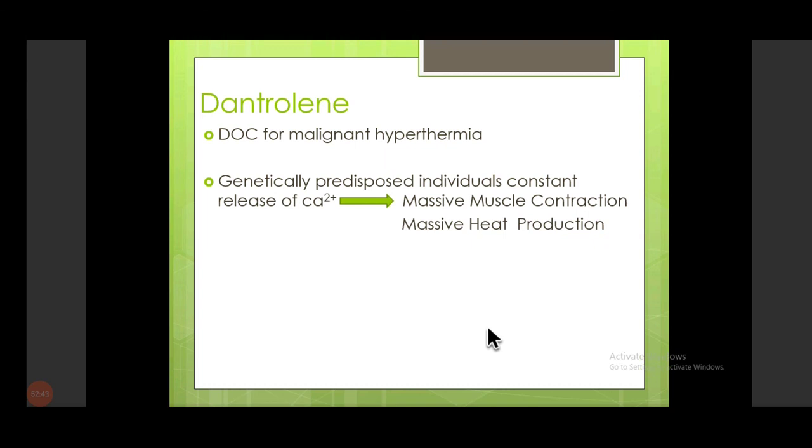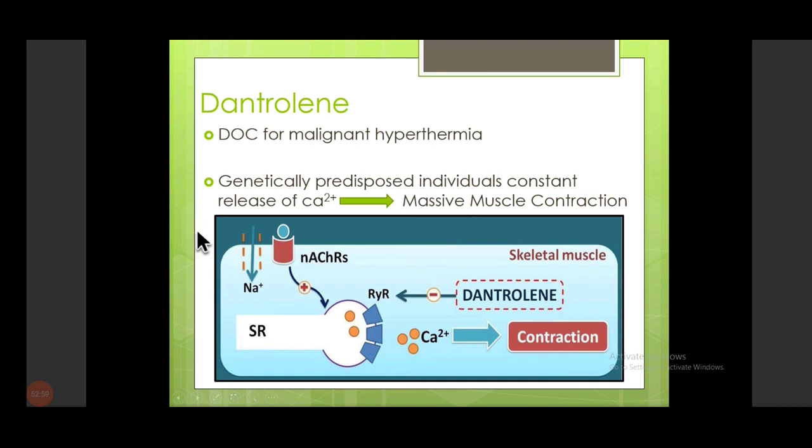So dantrolene is a directly acting neuromuscular blocker. It would bind to the calcium. It would inhibit the release of calcium and would inhibit the muscle contraction and muscle heat production. So to understand it, as we have understood, whenever depolarization happens, it would facilitate the release of calcium ions from the sarcoplasmic reticulum, which would cause contraction. In the case of malignant hyperthermia, the contraction is more and would lead to more rise in temperature.